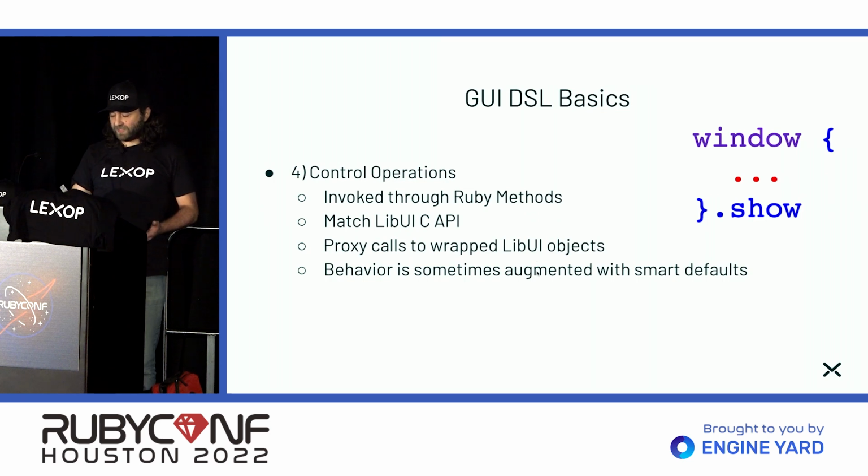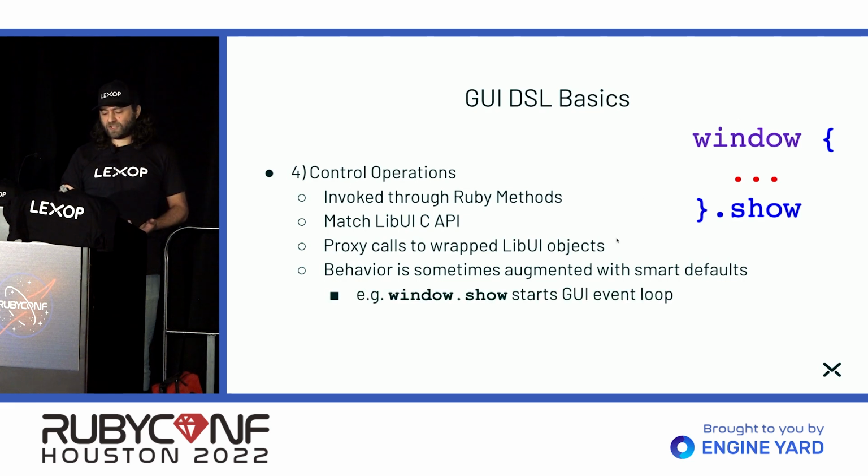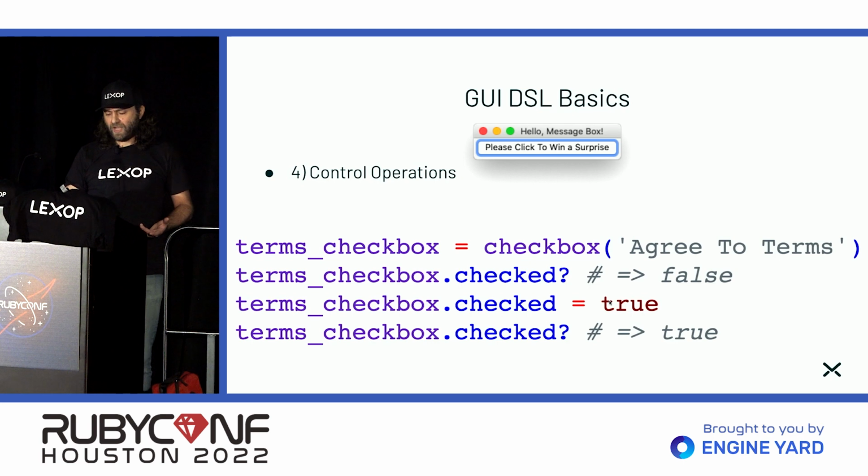Behavior is sometimes augmented with smart defaults. So for example, on a window, you can invoke show, and that will invoke an operation that will display the window. However, that will also start the GUI event loop for you automatically. Usually with GUI apps, you have an event loop. You don't have to manually start it anymore. It'll start automatically for you. Another example is if you have a checkbox, you can check through operations if it's checked, and then you can programmatically check it if you want. Then you can check again, and it'll be true afterwards.